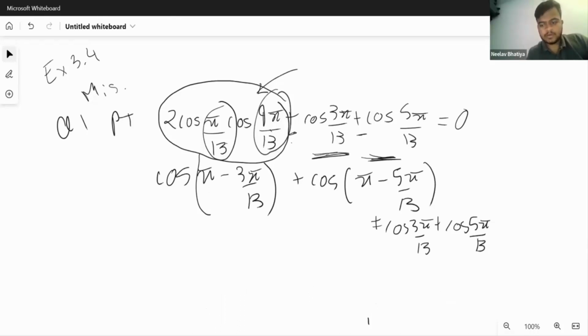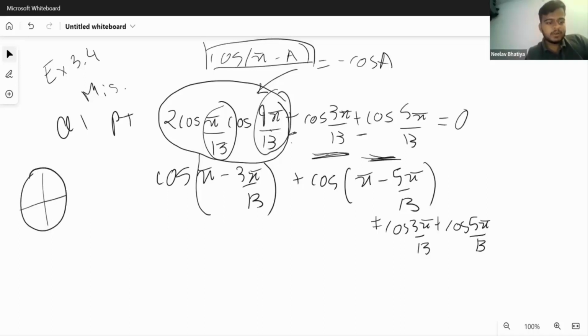Now, we know that anything that could be represented as cos of pi minus, let's say A, is minus cos A. And why is that? Because this term lies in the second quadrant, right? If you envision this circle, this right here would be pi, correct? This is 0, move in the anti-clockwise direction, so this is pi. Anything north of here is in the second quadrant. Subtract anything from pi and you land up in the second quadrant. In the second quadrant, cos is negative.